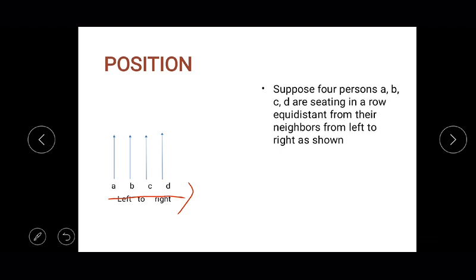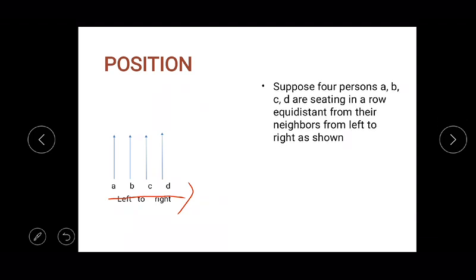So let's say we have 4 persons A, B, C and D who are sitting in a row from left to right, and they are equidistant from each other. Okay, now we want to determine the position of B with respect to the other 3, that is position of B with respect to A, C and D.